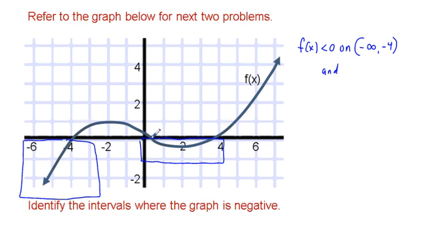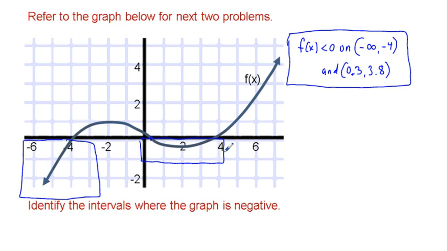it looks like a little greater than 0, maybe that's 1, that'd be maybe 0.3, not that that's really crucial, 0.3 to maybe a little less than 4, maybe that's 3.8. Okay, so that's where f of x is less than 0 or negative.